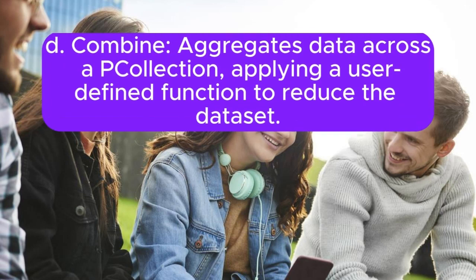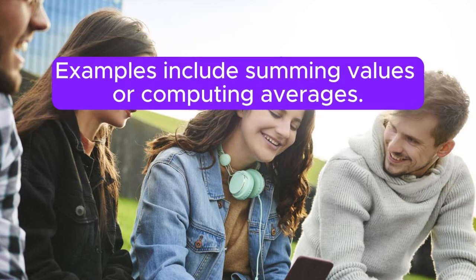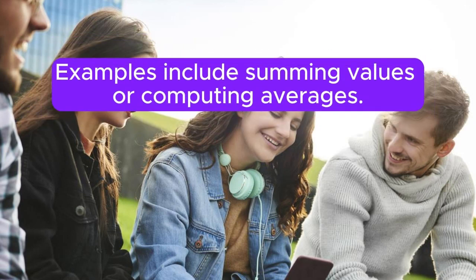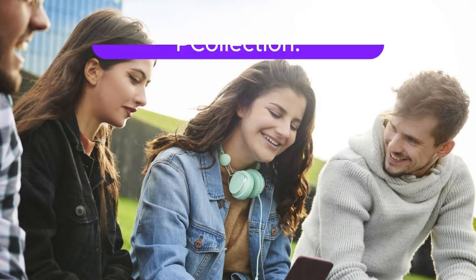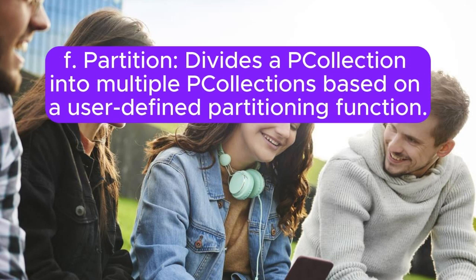C. CoGroupByKey, merges two or more PCollections by their keys, combining data from different sources into a single PCollection. D. Combine, aggregates data across a PCollection, applying a user-defined function to reduce the dataset. Examples include summing values or computing averages. E. Flatten, merges multiple PCollections into a single PCollection. F. Partition, divides a PCollection into multiple PCollections based on a user-defined partitioning function.